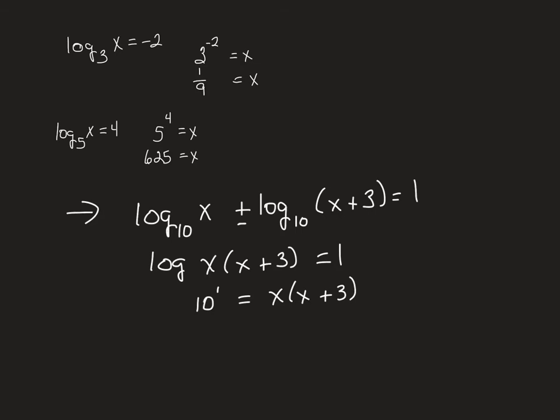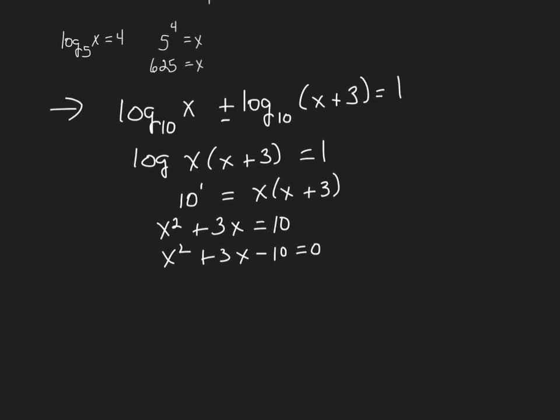Well, I'm going to flip them here. We're going to have x squared and distribute plus 3x equals 10. And x squared plus 3x minus 10 equals 0. And here we're going to factor. And to factor this, we get x and the factors of negative 10 that would add together to give me a positive 3, or plus 5 and minus 2. So x equals negative 5 and x equals 2.